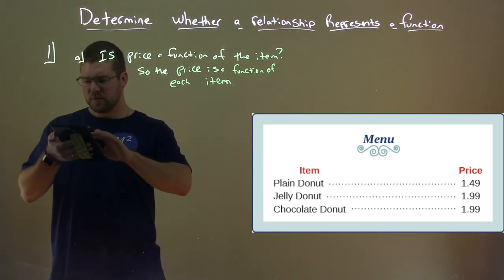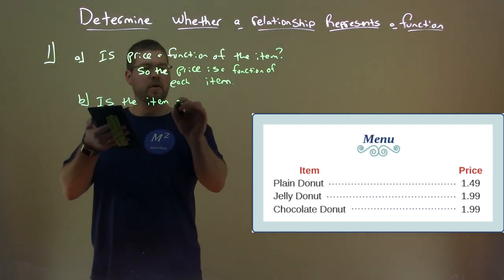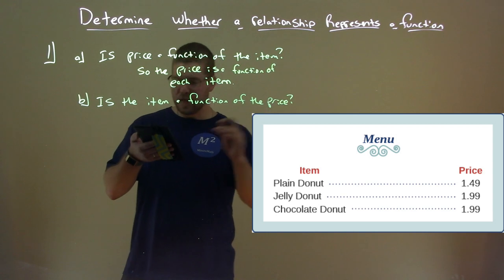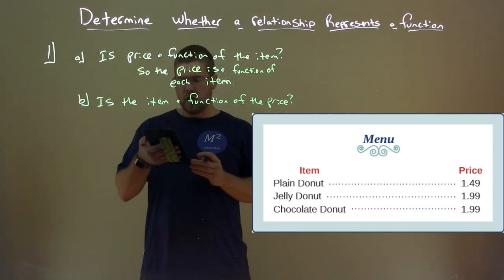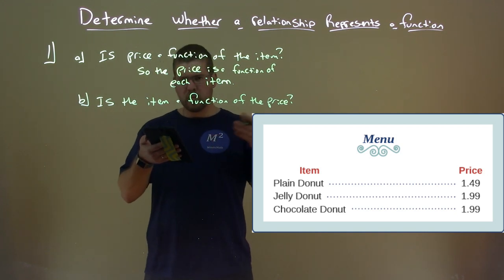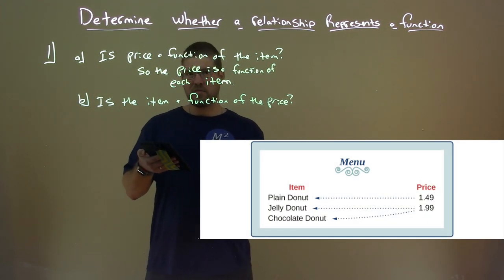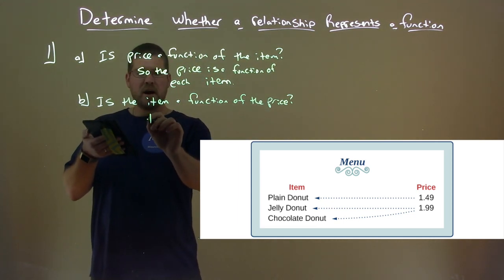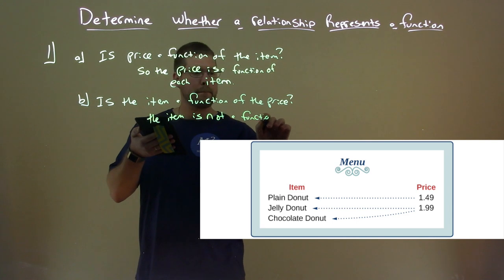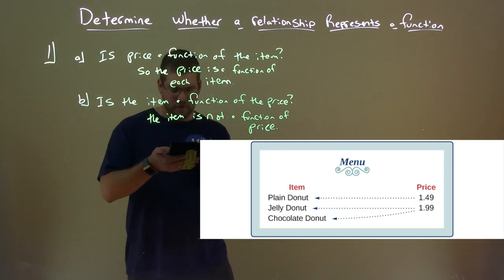Okay? Now question B asks us this: is the item a function of the price? So think about that. Is the item a function of the price? Well, if we reverse that, we consider the prices to be the input and the output to be the item. Well, that would make $1.99 go to two items, which are the jelly donut and the chocolate donut. So, no, that can't happen. The item is not a function of price. So in the second part here, the item is not a function of the price.